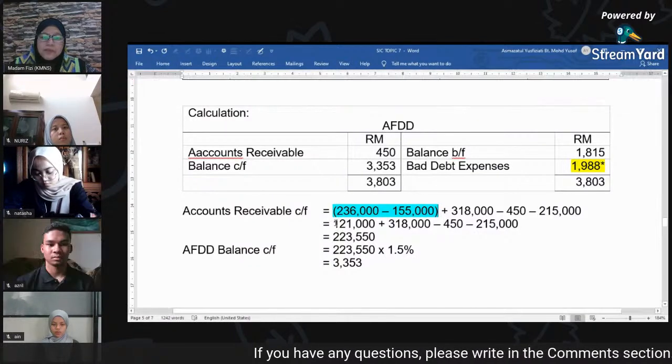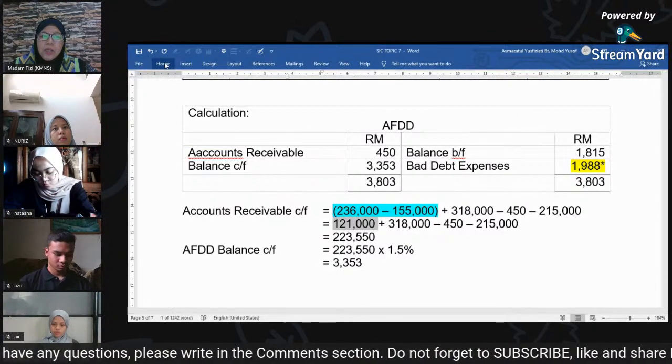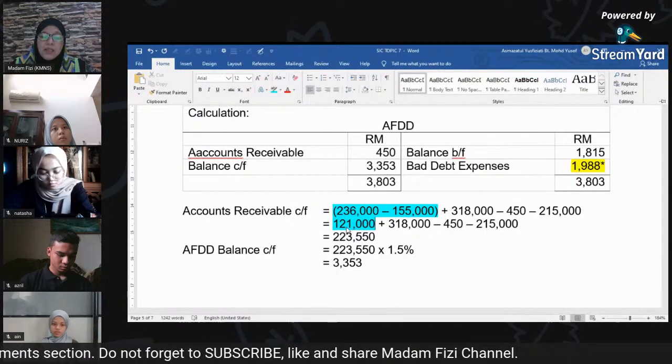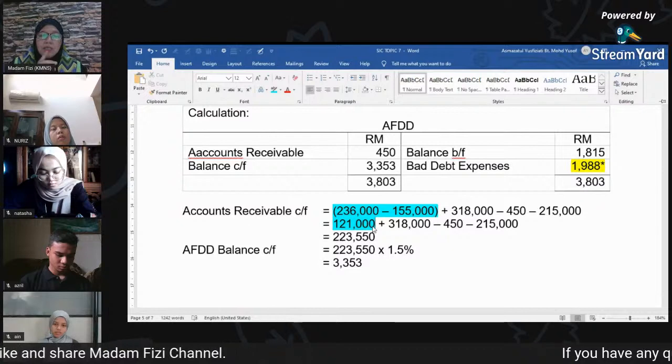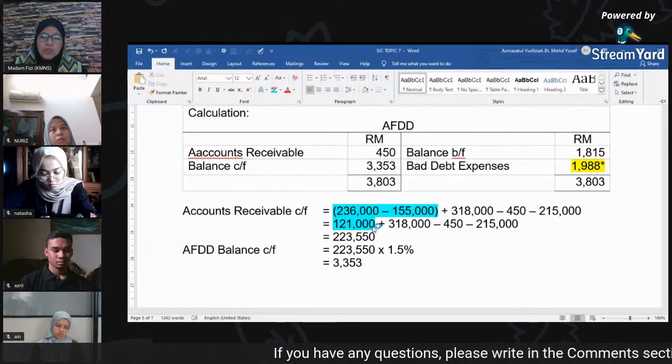Okay, so 236,000 minus 155,000 is 121,000. This is the balance brought forward. Okay, if you want to do the accounting, that's good too.